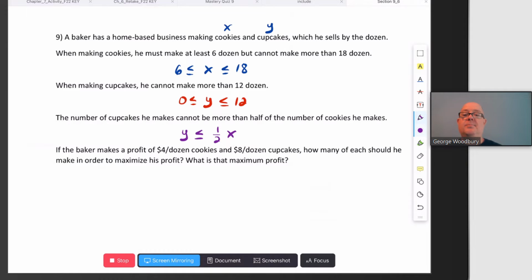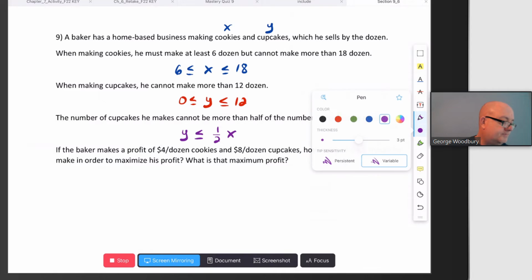It says the baker makes a profit of $4 per dozen cookies and $8 per dozen cupcakes. So it would make sense that you would want to make as many cupcakes as you could. However, the number of cupcakes he can make is restricted by the number of cookies he can make. So it's not going to be just make all the cupcakes. It's going to be how many cupcakes can we make based on the maximum number of cookies we can make.